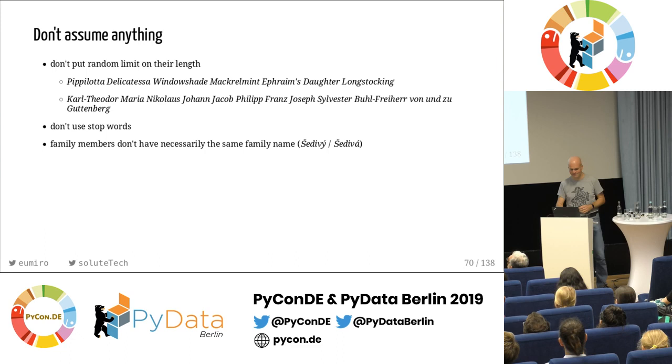Family members don't necessarily have the same family name. Yes, all the male members of my family are called Šedivý, the females are Šedivá, because it is an adjective in Czech and in Slovak, as I said, gray-haired. And also in Czech and Slovak, we put -ová at the end of female names if the last name of the man is a substantive.